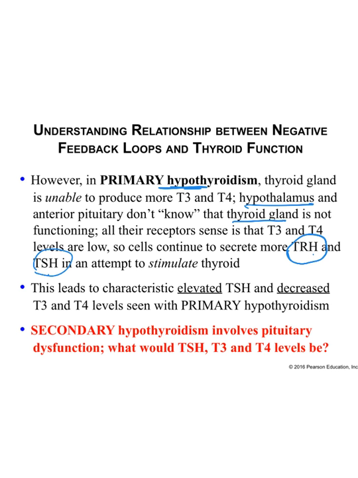Secondary hypothyroidism involves pituitary dysfunction. So what that means is the pituitary is what makes TSH. So if something's wrong with the pituitary, it cannot make TSH. Therefore, T3 and T4 will also be low. So secondary, the difference is TSH is low, where in primary, TSH was high.